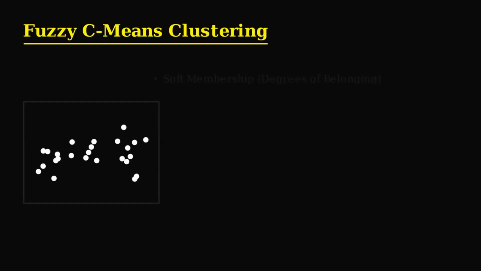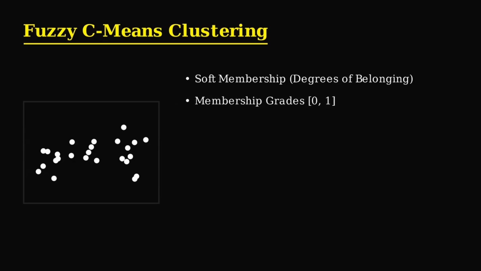Unlike the discrete partitions of K-means, fuzzy clustering provides a continuous membership framework. This approach replaces binary assignments with membership grades. A single point may possess partial belonging to multiple clusters simultaneously.